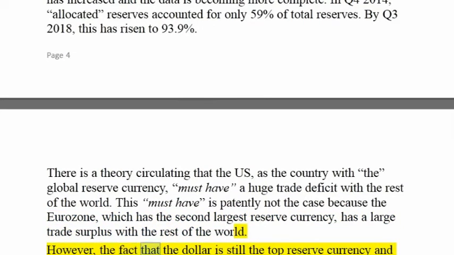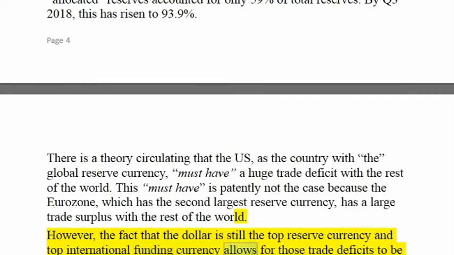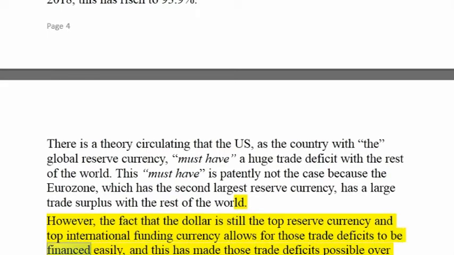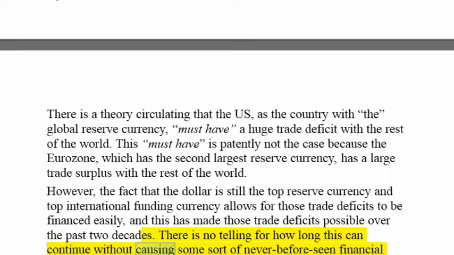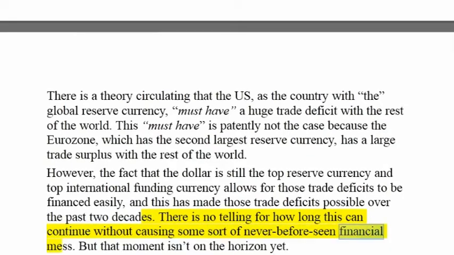However, the fact that the dollar is still the top reserve currency and top international funding currency allows for those trade deficits to be financed easily, and this has made those trade deficits possible over the past 2 decades. There is no telling for how long this can continue without causing some sort of never-before-seen financial mess. But that moment isn't on the horizon yet.